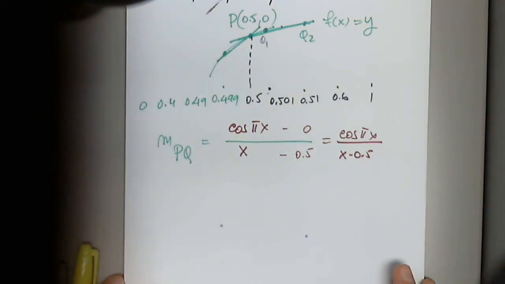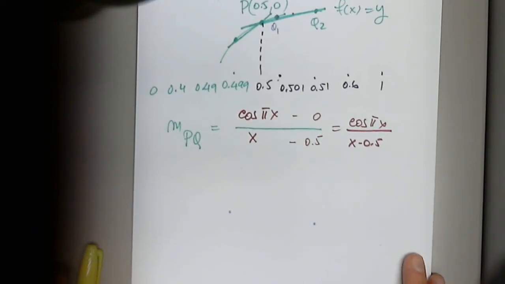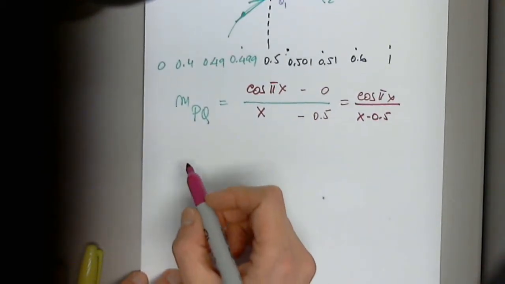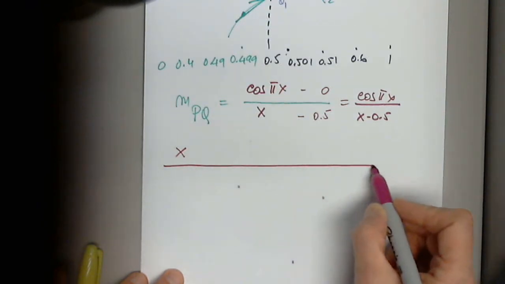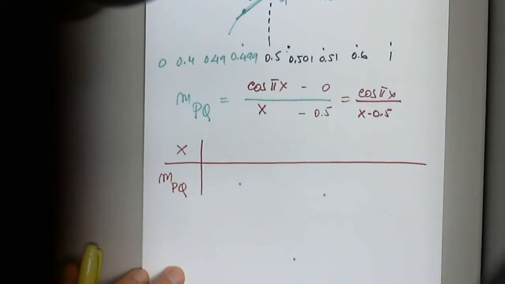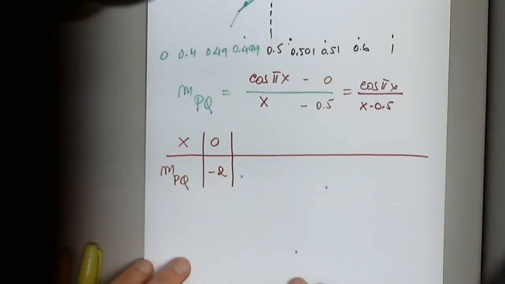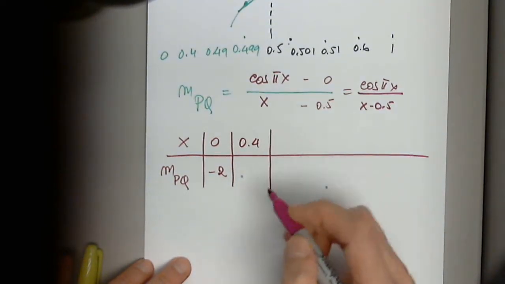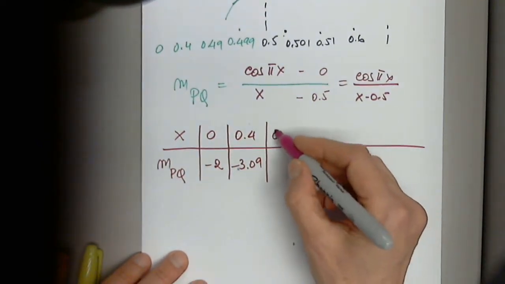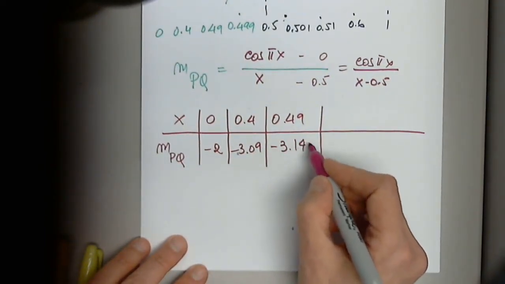So I didn't copy those numbers. Should I copy those numbers for you, or did you copy them? Do you have them, the slopes? Okay, here's what I would put in writing. So for different x values, the slope of PQ. When x is 0, the slope of PQ is negative 2. When x is 0.4, the slope of PQ is negative 3.09. When x is 0.49, the slope is negative 3.141.